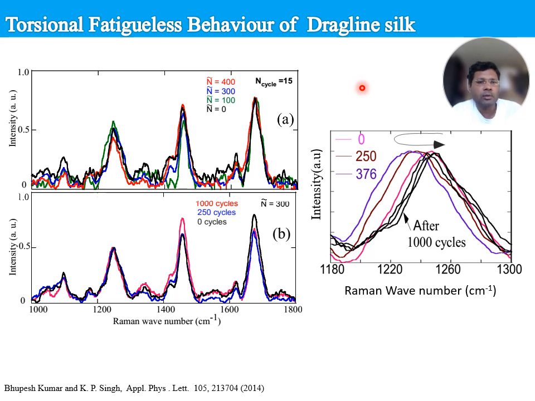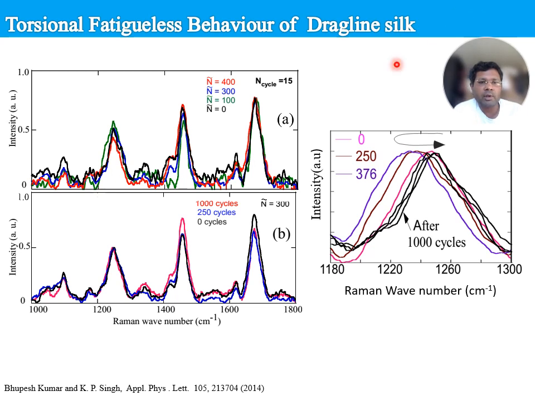This makes one cycle. Two types of fatigue tests were performed. First, the twist level was fixed to n equal to 15 and the number of twist cycles was varied from 0 to 400, which is close to the breaking limit. The corresponding Raman spectra were almost identical. Here you can see samples after 100, 300 and 400 cycles with n of 15 undergoing cyclic twist, and their Raman spectrum is exactly identical to the Raman spectrum of a natural dragline spider silk.